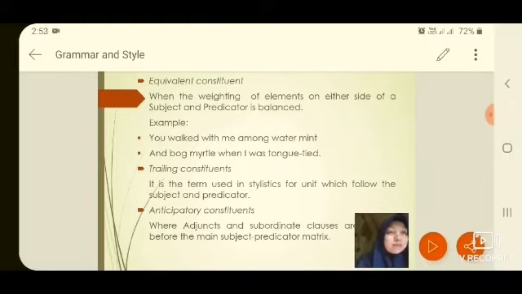In structure, "you" is the subject, "walk" is the predicator, "with me" is an adjunct, and "among watermen and bog myrtle" is an adjunct. "I" is the subject, "was" is the predicator, and "tongue-tied" is the complement. I say it is a trailing constituent because the adjunct is repeated: the adjuncts "with me" and "among watermen and bog myrtle" form a trailing adjunct structure.